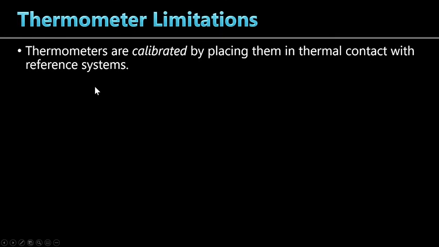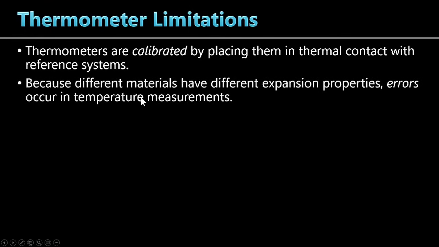However, as I have mentioned, different thermometers use different types of materials. And we know that these materials have different expansion properties. And because of that, errors may occur when we measure temperatures. For example, I am using a mercury thermometer. I measured the temperature of an object. I measured this. Okay, this is my measurement.